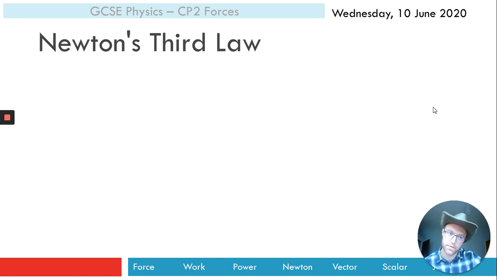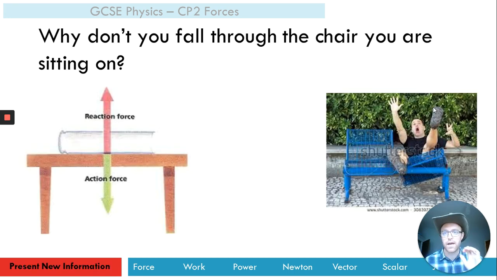Newton's third law, then. Okay, why don't we fall through a chair that we're sitting on? Imagine you're sitting on a chair right now. I assume you probably are. Why don't you fall through it? This might seem on the surface similar to balanced forces. However, this is a bit different. My weight acts down on the chair. Yep, my weight is acting down on the chair right now. I don't fall through the chair, so that must mean that the chair is pushing back on me.